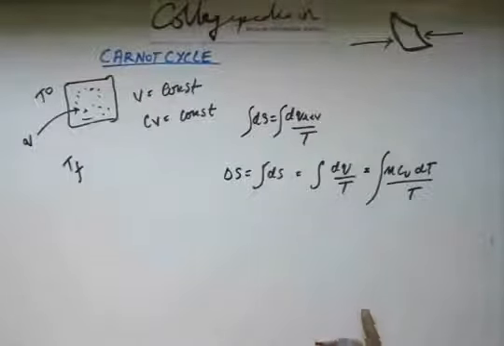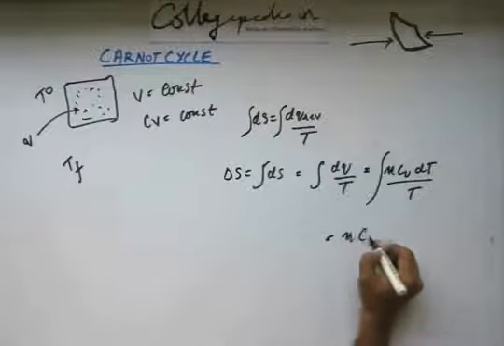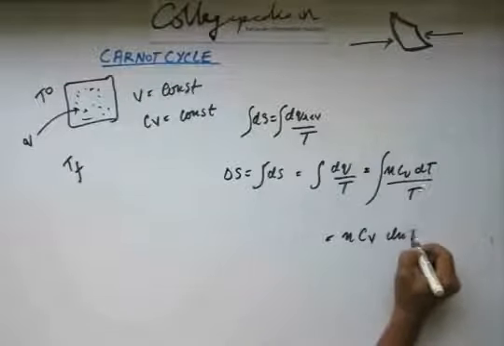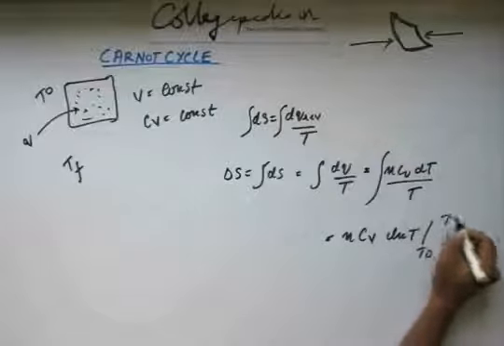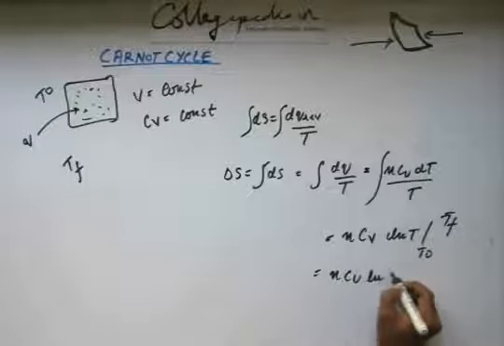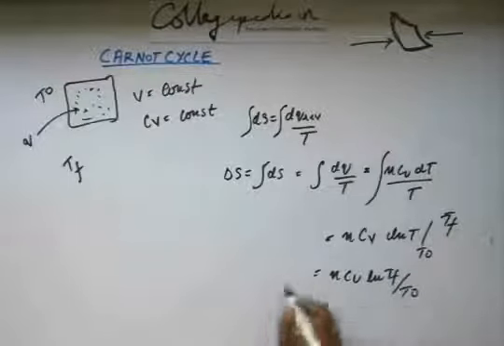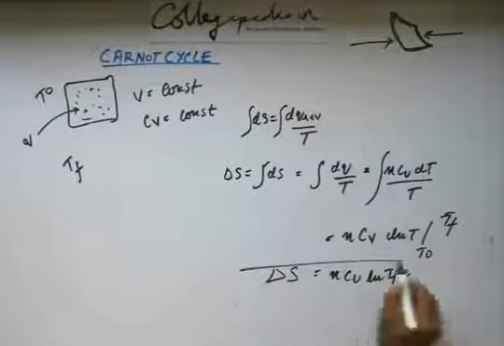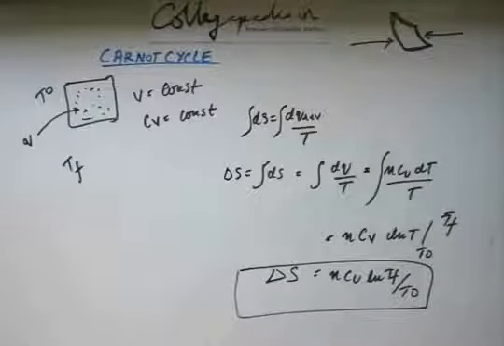Integral of dx by x is ln x. So the integral of dT by T will be ln T, from T0 to Tf. So this is nCv ln Tf by T0. This is the change in entropy. So now you have an expression for the change in entropy for an ideal gas in the case where volume is constant. So if someone gives you the final temperature and initial temperature, putting them in, you can quickly find the change in entropy.